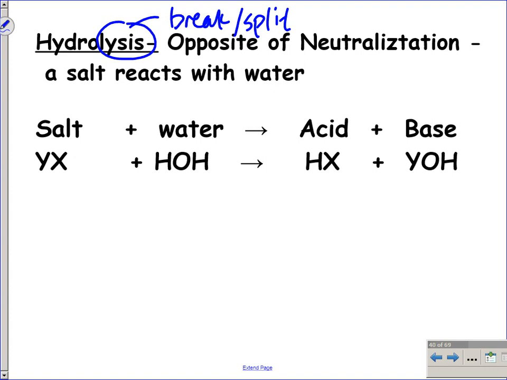Okay, so hydro refers to, in this case, water. So water is doing some splitting. It's doing some breaking apart. Of what? What's water breaking apart? The salt, right? It's like, hey, cation, you come with me. Hey, anion, you come with me. We're gonna make new products. Okay, so this is still a double replacement reaction. It's just reverse what we just did.